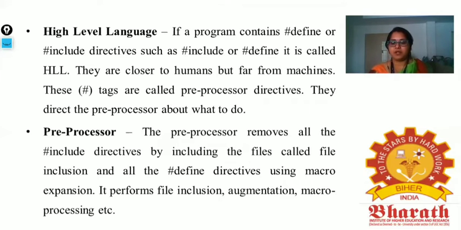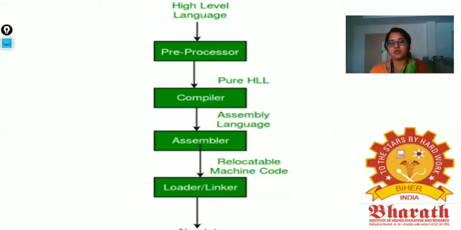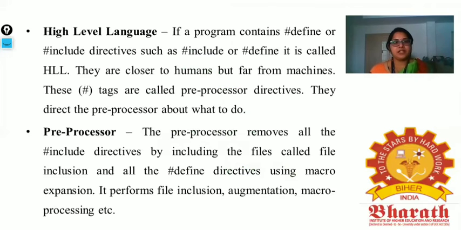So this is how the language processing system occurs with the help of a compiler. We'll see one by one. This is the representation of the language processing system using a compiler. We'll see each component in detailed explanation. First, the high-level language. If a program contains a hash define or hash include directive, such as hash include or hash define, it is called the high-level language. They are easily understood by humans but cannot be understood by the machines. These hash directives act as preprocessor directives. This explains to the compiler, or tells the machine, what they have to do.